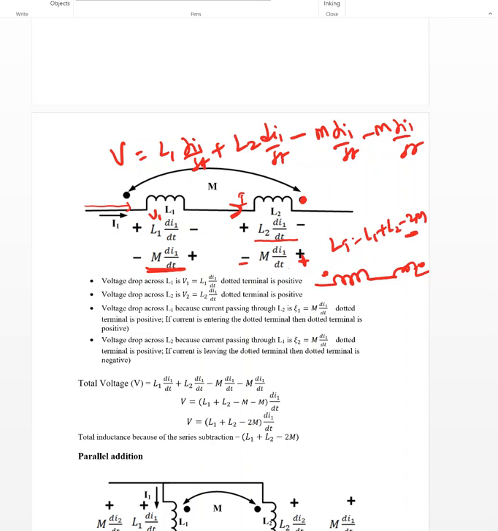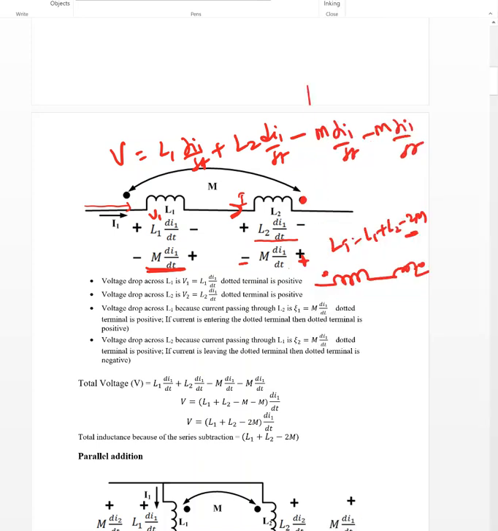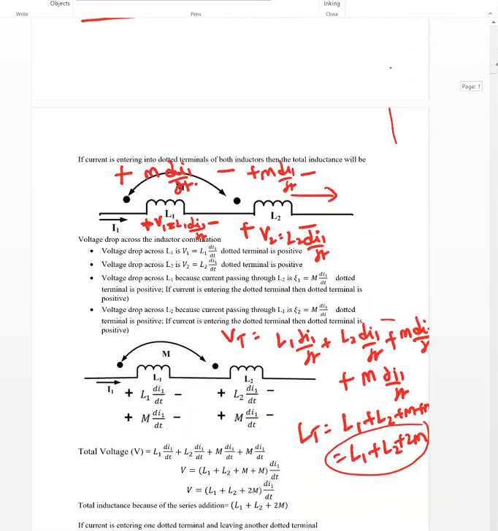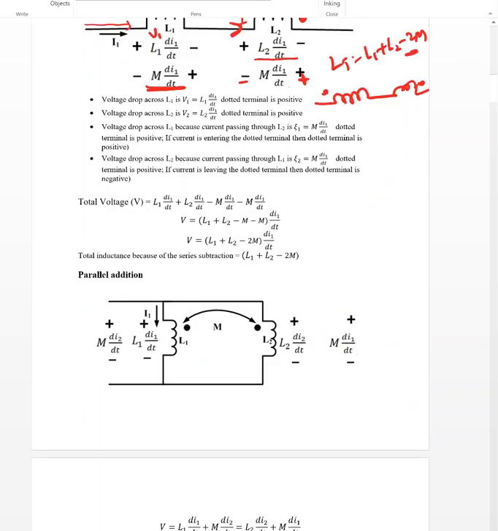Okay, so when the two inductors are in series addition, then L total equals L1 plus L2 plus 2M. When they are in series subtraction, L total equals L1 plus L2 minus 2M.